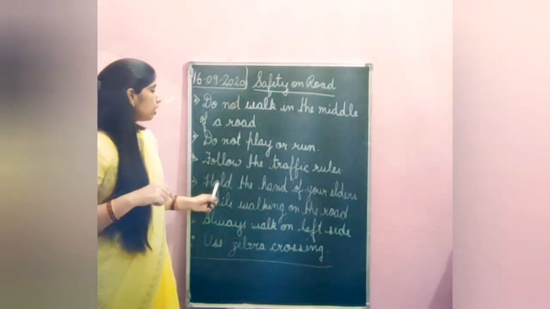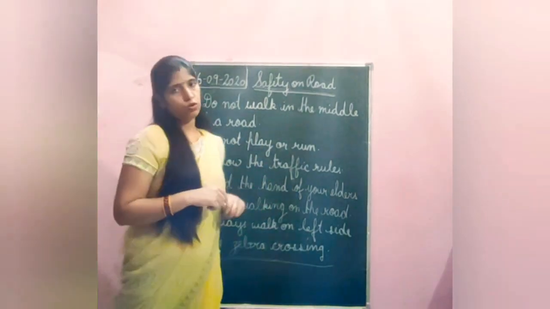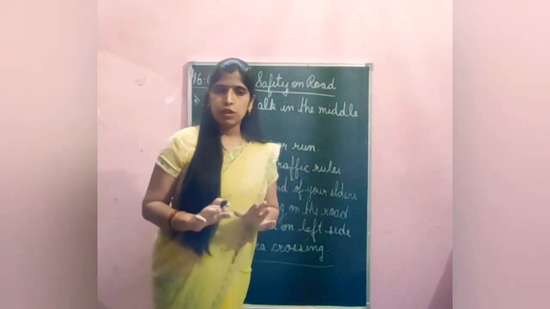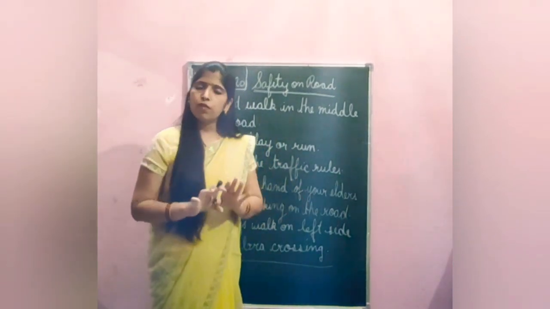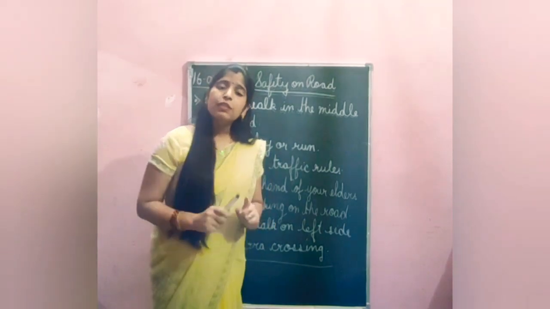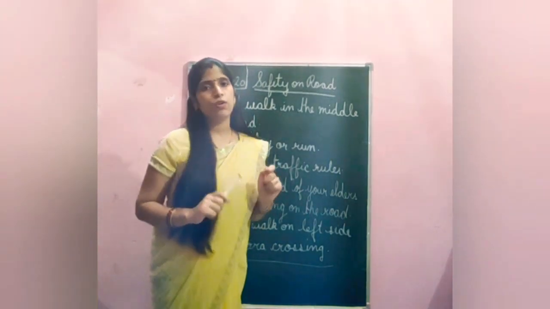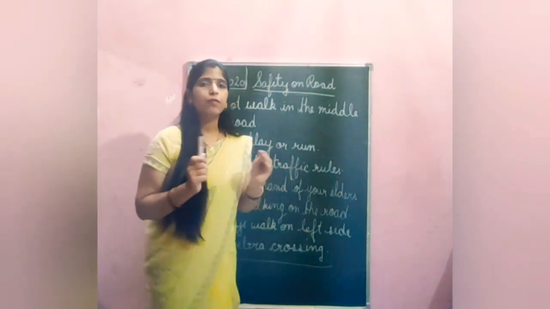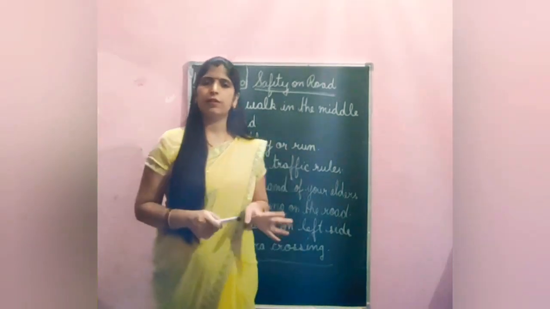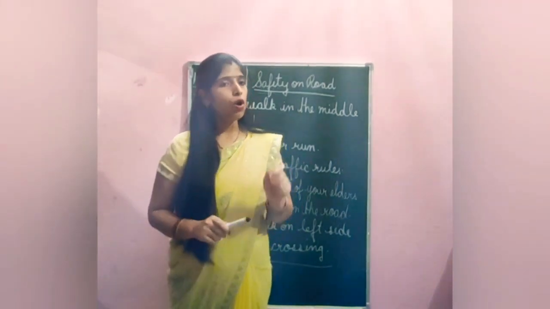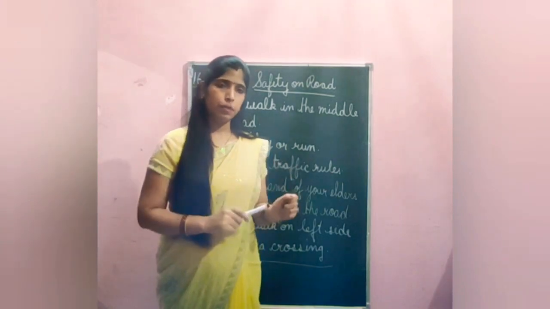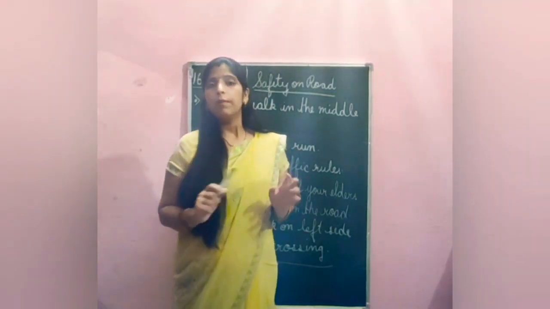Okay. Hold the hand of your elders while walking on the road. Whenever you are going outside, you don't go alone. You always go with your elders only. So please always hold the hand of your elder, whether it's your mother, father, brother, sister, grandmother, whosoever is with you. Always hold the hand of that person and then only move on the road, because it's not safe.